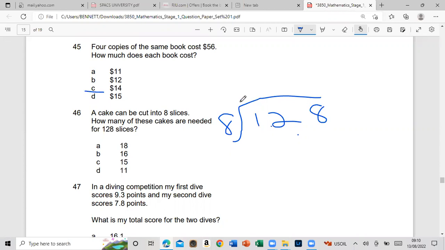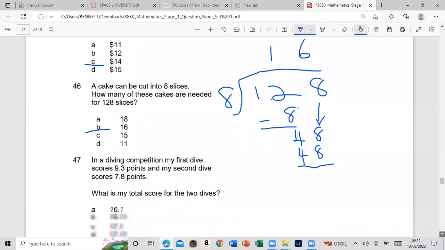8 into 12, 1 time. 8 times 1, 8. So we subtract now. 12 take away 8. What's 12 take away 8? 4, sir. And then you carry down the 8. And then you say 8 into 48. And that's 6 times, so 16. And then we can just multiply. So that's B.